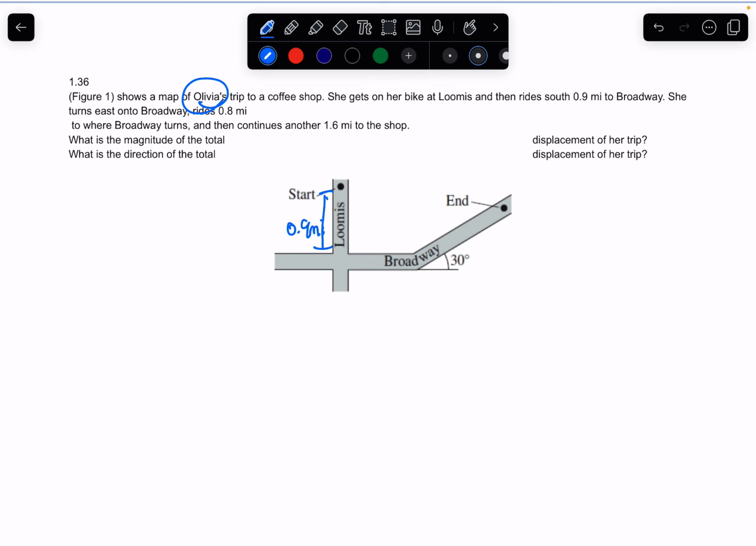And then she's going to ride her bike 0.8. So this is 0.8. And then she continues on Broadway. And then this distance is 1.6 miles. The question is, what is the magnitude of her total displacement of her trip? So that means, how far is it from the start to the end?